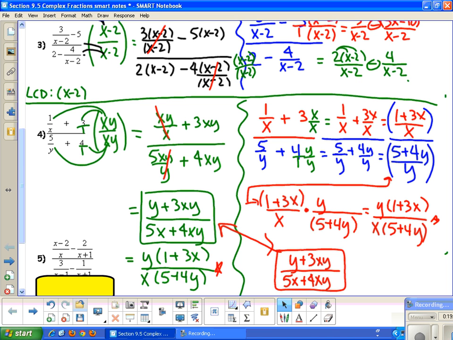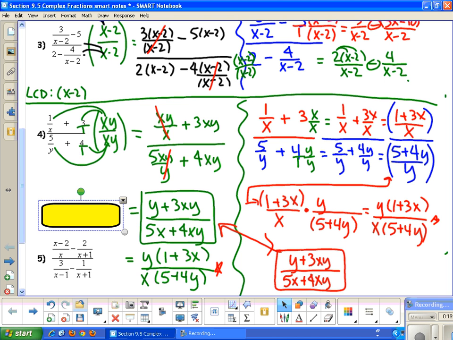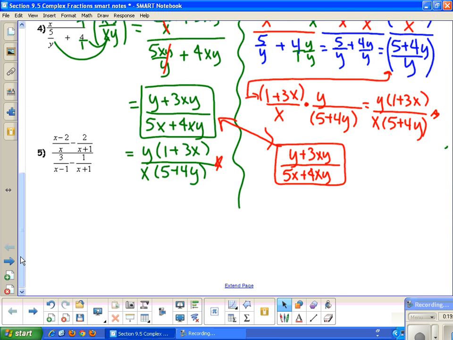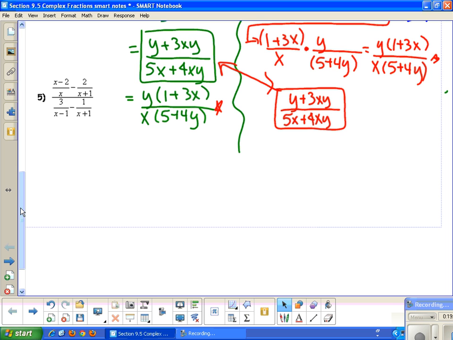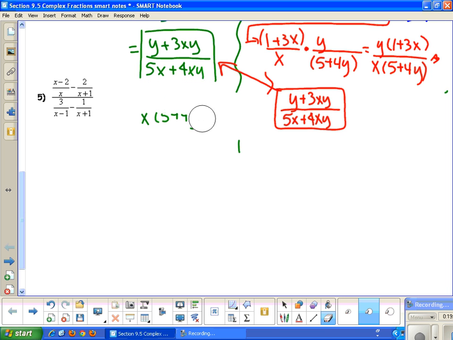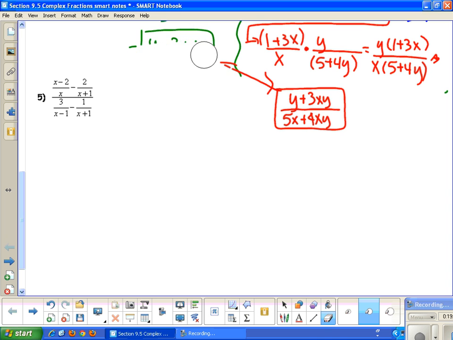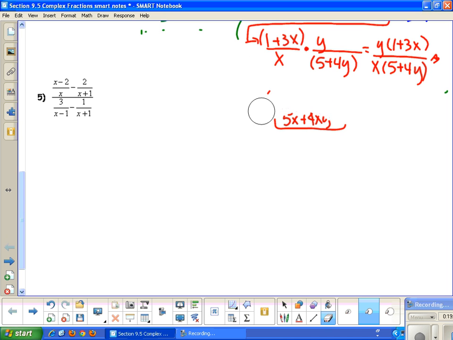So I would pause the video here and see if you can do number 5 on your own, and then unpause the video, and then I'm going to work through the problem. All right, so I'm going to erase this here. You want to keep that on your paper, of course, but I'm erasing it so that I can do the problem.